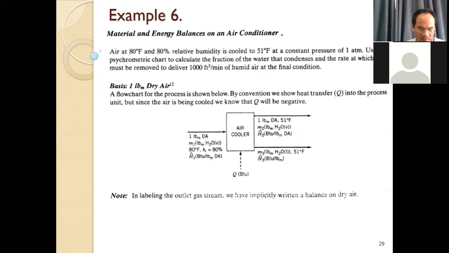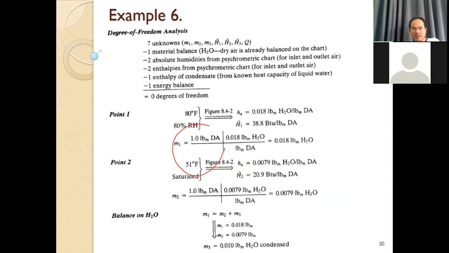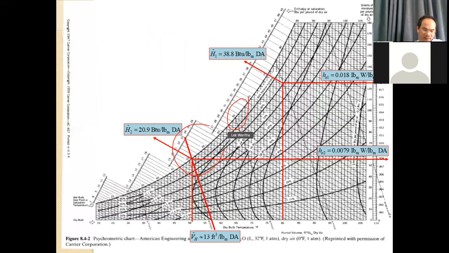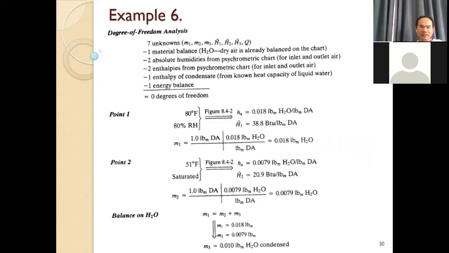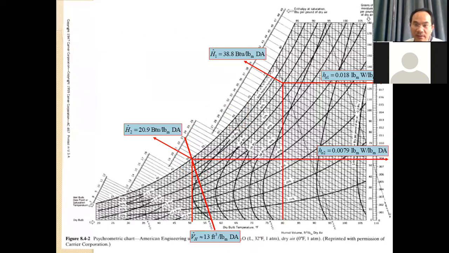Okay, look at point 1. You know 80 Fahrenheit, you know the relative humidity is 80%. You can calculate S1. For point 1, we look at 80 Fahrenheit, 80% relative humidity in the psychrometric chart. It's a different unit, in American engineering units, different from the previous example. This is 80 Fahrenheit, and this line is 80% relative humidity.